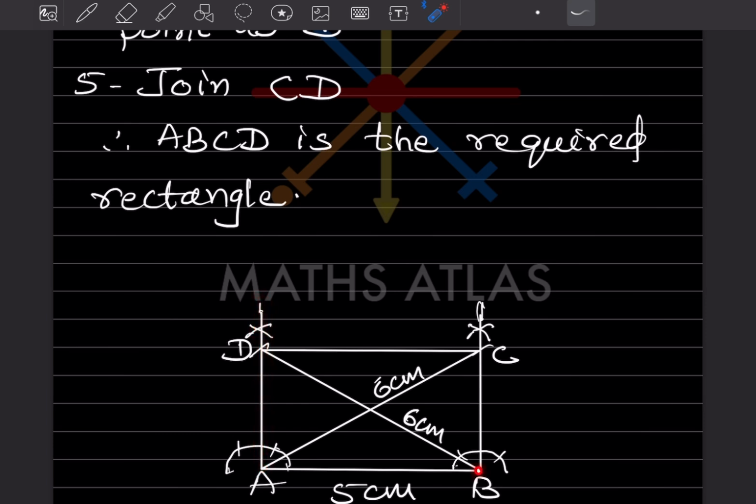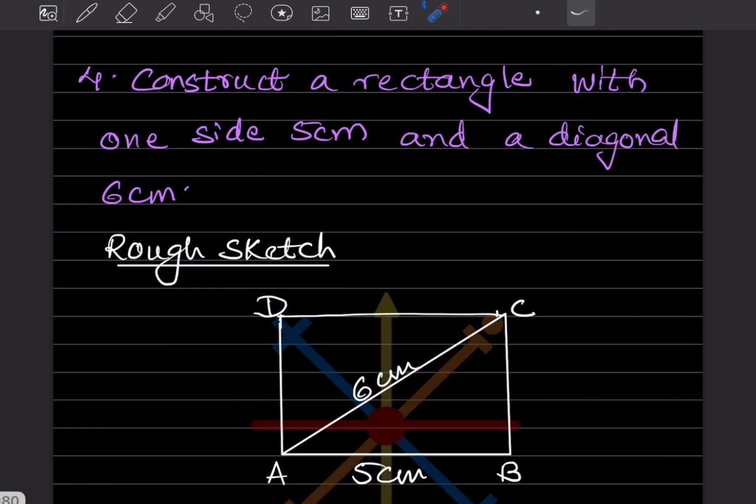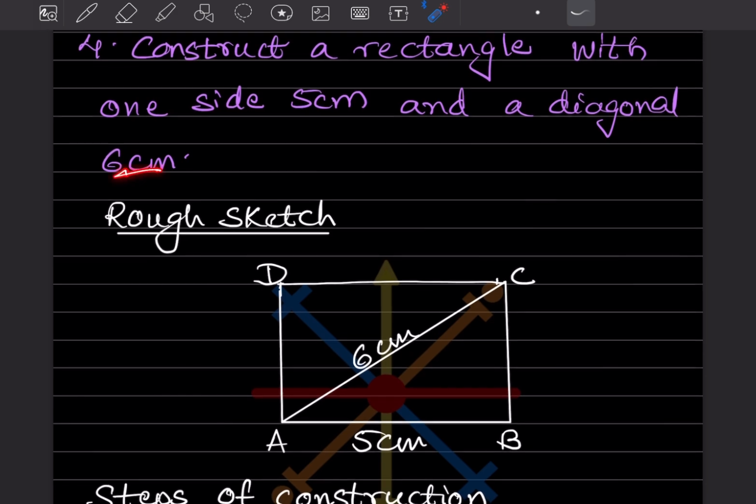Same from B. You will cut it into 2. From here, you will draw one arc. From here, you will draw another arc and join this one, BC. Now it is given that AC, the diagonal, is 6 centimeter.